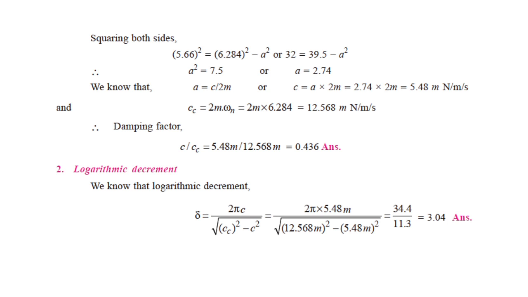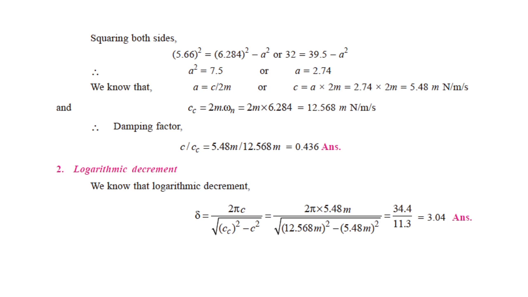M remains as it is, therefore Cc is equal to 12.56 m. Then put the C value and Cc value in the formula of damping factor. Damping factor is equal to C by Cc. Put the value of C in terms of m, put the value of Cc also in terms of m. Cancel the m value, that is mass value, and you will get the damping factor as 0.436. Remember, this damping factor value generally comes less than 1. This is the damping factor.